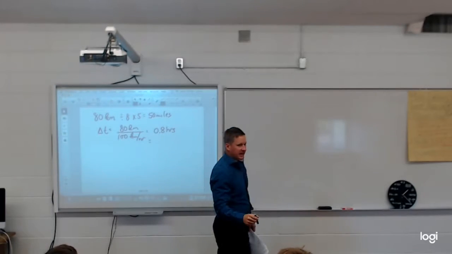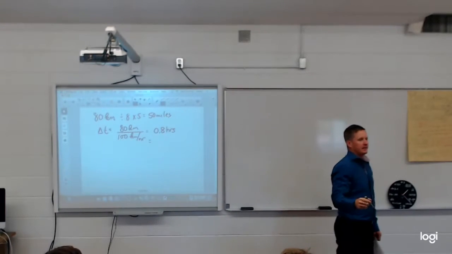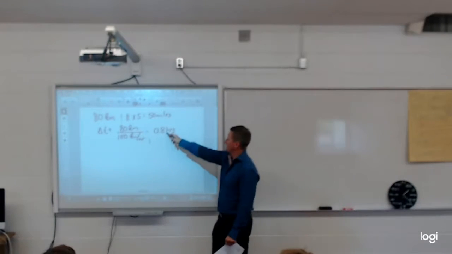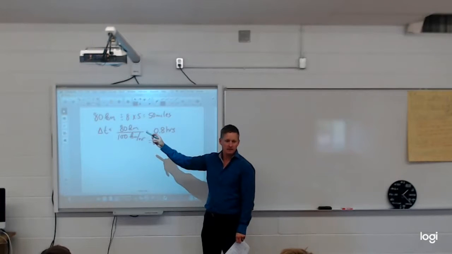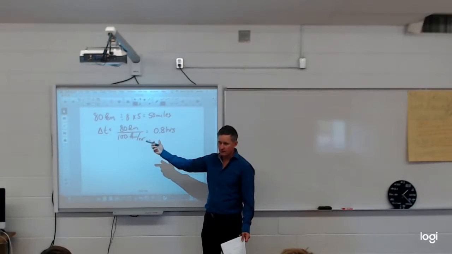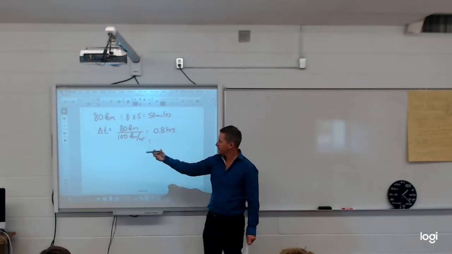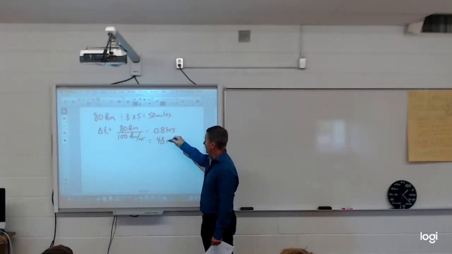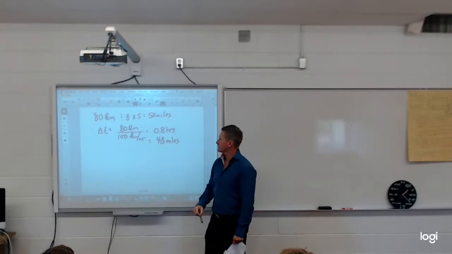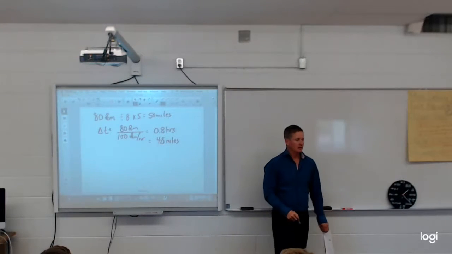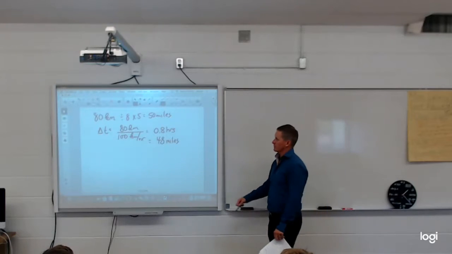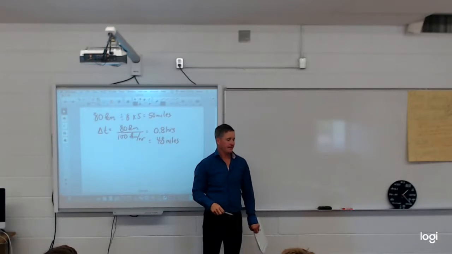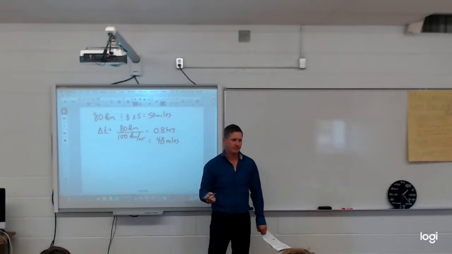You times by 6 because there's 60 minutes in an hour. If I multiply this by 6, which is 60 minutes in an hour, that's going to give me approximately 48. So the correct answer to the question is around 48 if you travel the right speed. Now that brings speed into it.